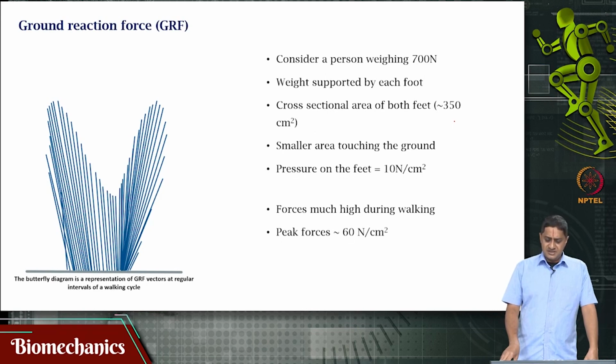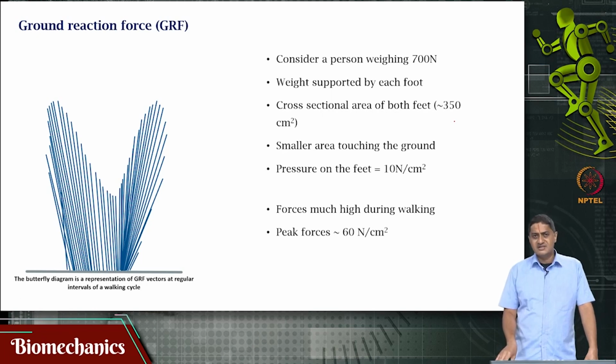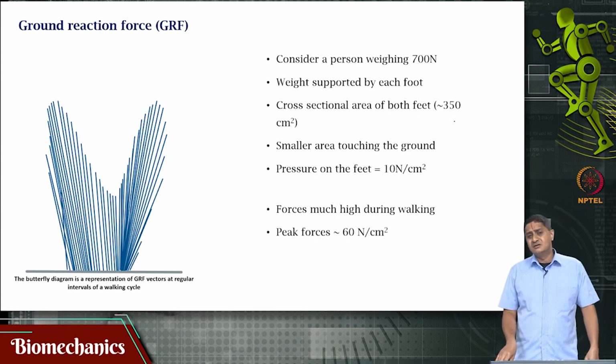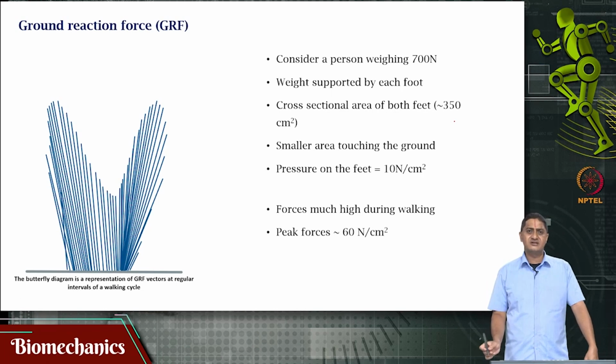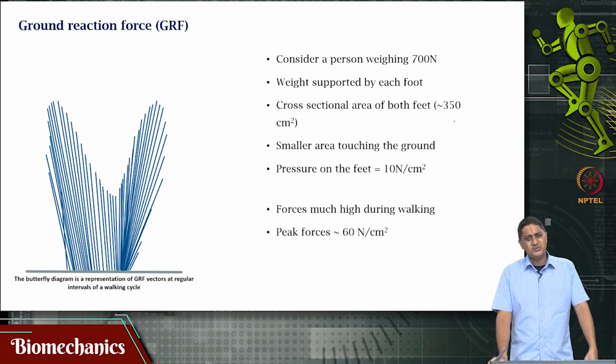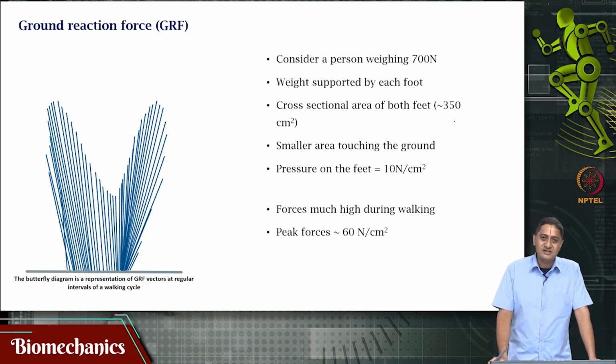Now, imagine a person is weighing 700 newtons, a little more than 70 kg. Remember, 70 kg is not 700 newton, because 70 kg in newton with g equal to 9.81 will be slightly less than 700 newton, but here we are discussing a person who is 700 newtons and the weight is supported by the 2 feet, and the cross sectional area of both feet, how much would that be? We do not know, right. That obviously varies as a function of your shoe size or your foot size, but you can compute that.